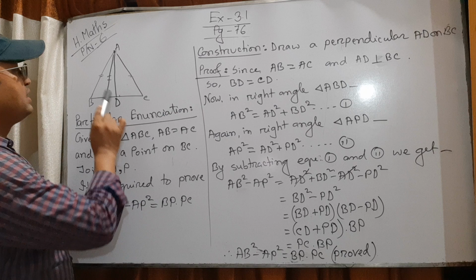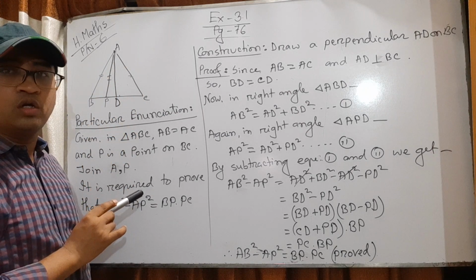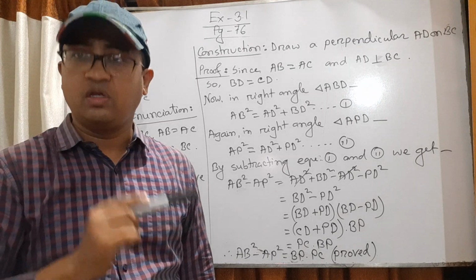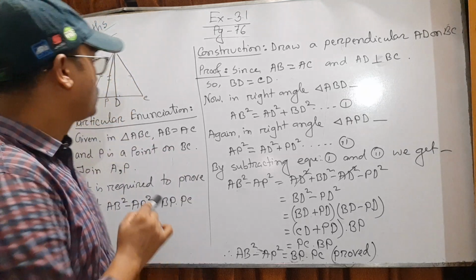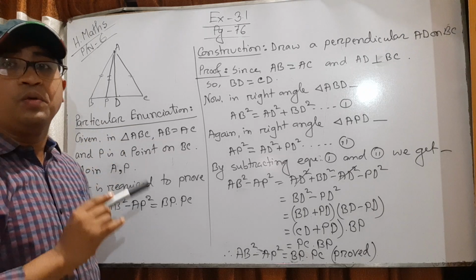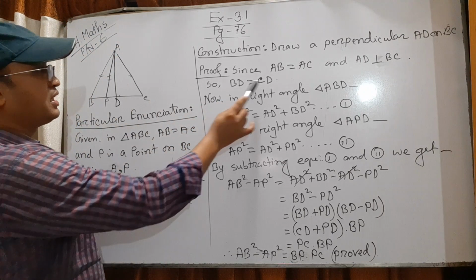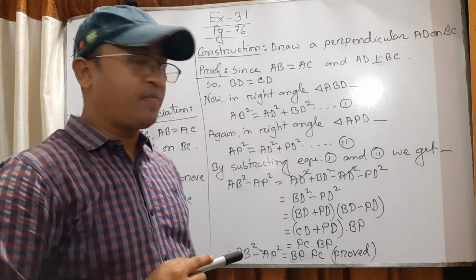So if this is an isosceles triangle and AD is the perpendicular, AD must be the median of this triangle ABC. So D is the midpoint of the base BC. D is the midpoint of the line BC. So we can say BD equal to CD. These portions are equal.